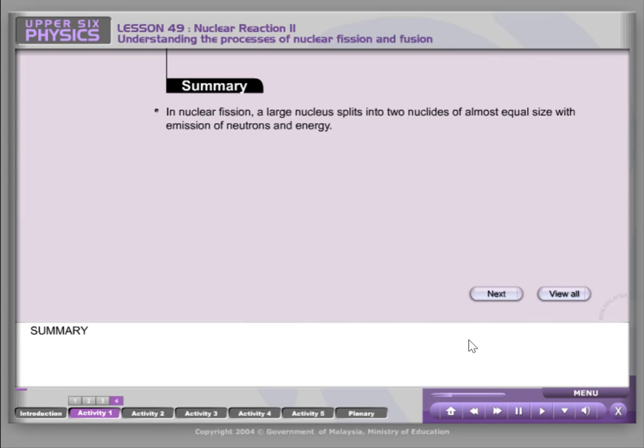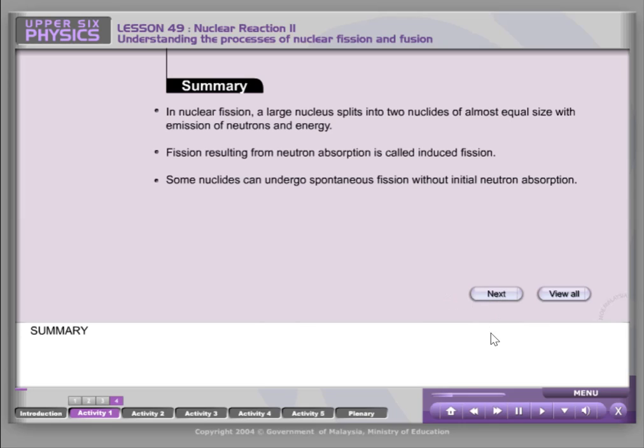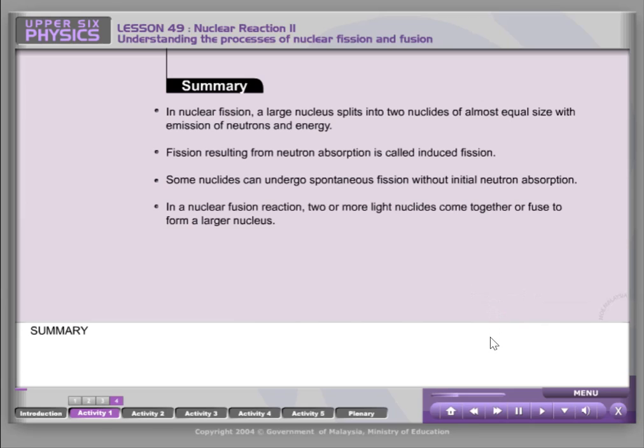Summary. In nuclear fission, a large nucleus splits into two nuclides of almost equal size with emission of neutrons and energy. Fission resulting from neutron absorption is called induced fission. Some nuclides can undergo spontaneous fission without initial neutron absorption. In a nuclear fusion reaction, two or more light nuclides come together or fuse to form a larger nucleus.